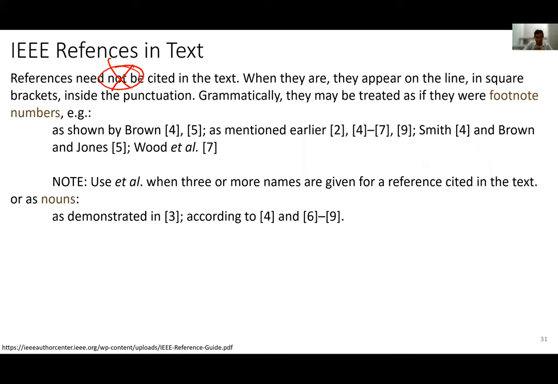When they are cited, the paper number is in square brackets inside the punctuation; grammatically they may be treated as if they were a footnote number. Now, inside the punctuation means, if you have a full stop, it must be before the full stop. Can you see that? Before the full stop, not after the full stop. In some styles, it is after the full stop, but in IEEE, it must be before the full stop.